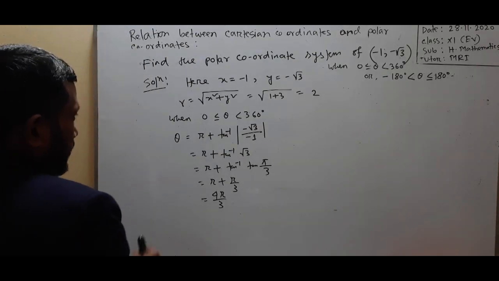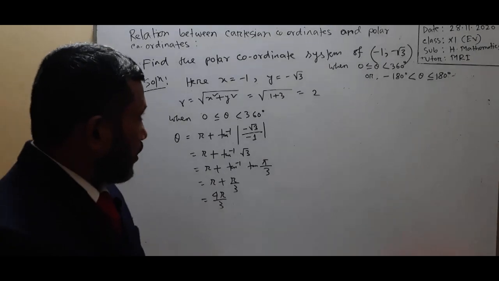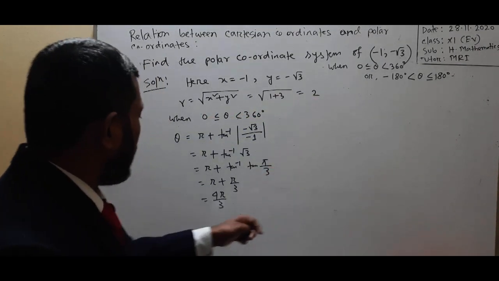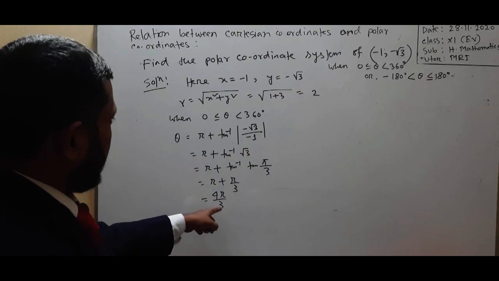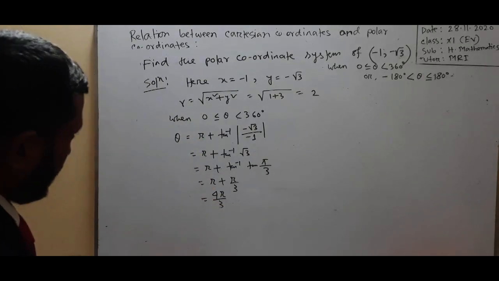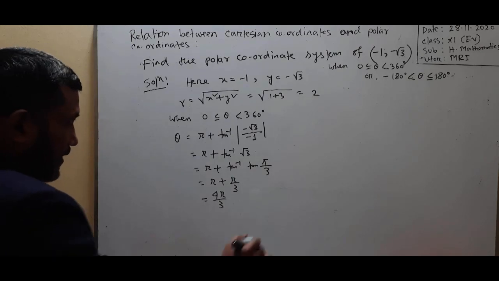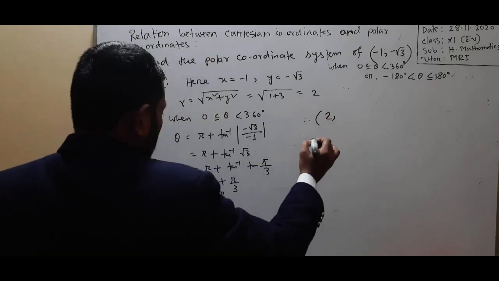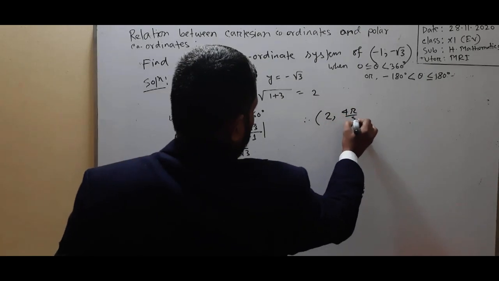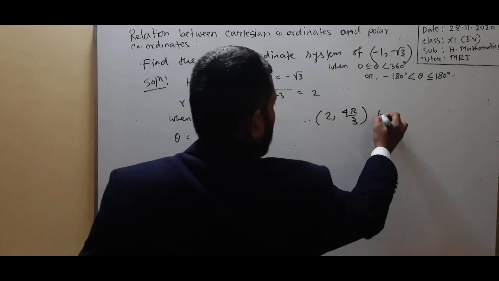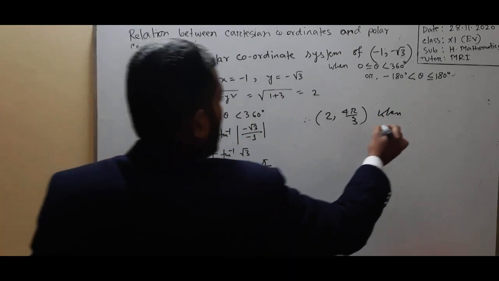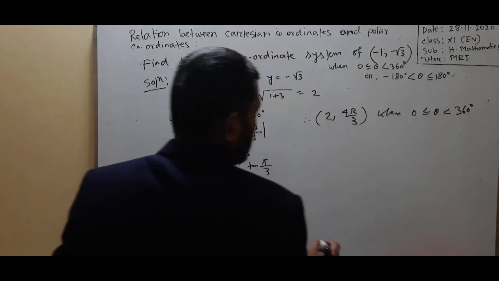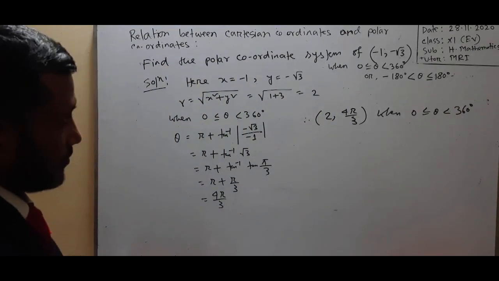So the coordinates of minus 1 comma minus root 3 will be 2 comma 4 pi by 3 when 0 less than or equal to theta less than 360 degree. 2 comma 4 pi by 3 when 0 less than or equal to theta less than 360 degree.